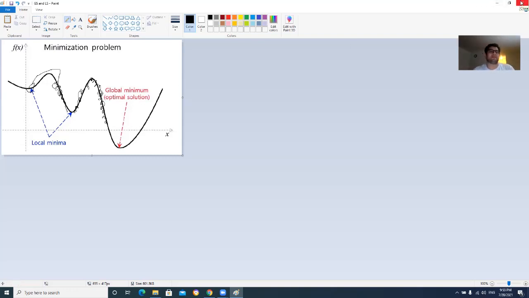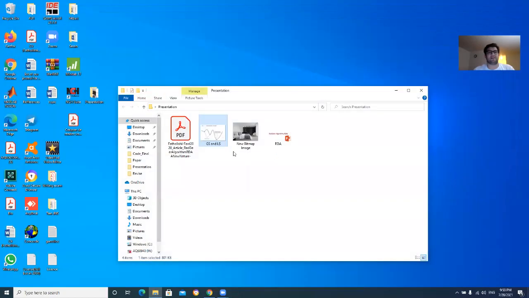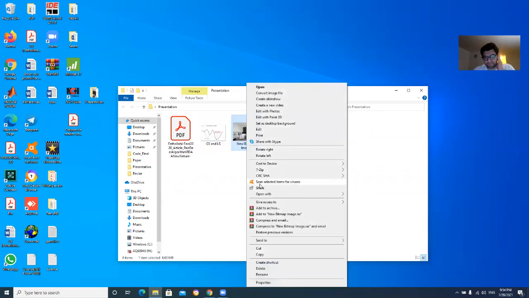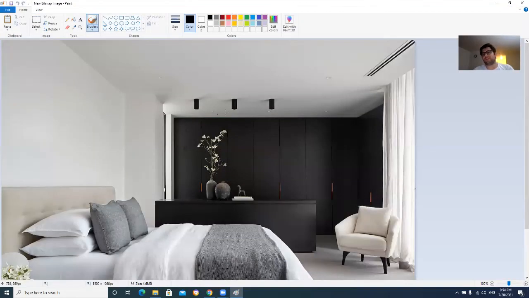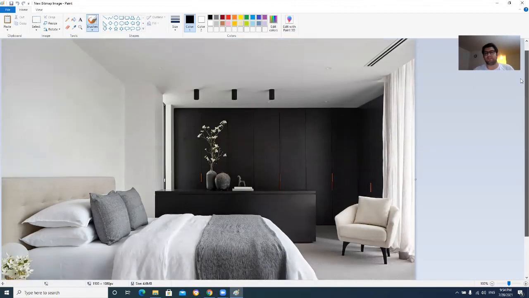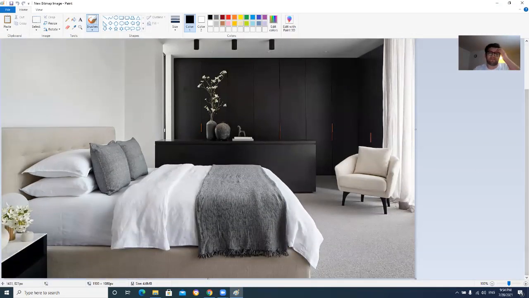In another example, to have a better idea about the intensification and diversification phases, let me provide another example. Assume that you have a room, and in this room you want to find your key. You lost your key, and this is your room, and you want to find it. For example, I lost my keys here.